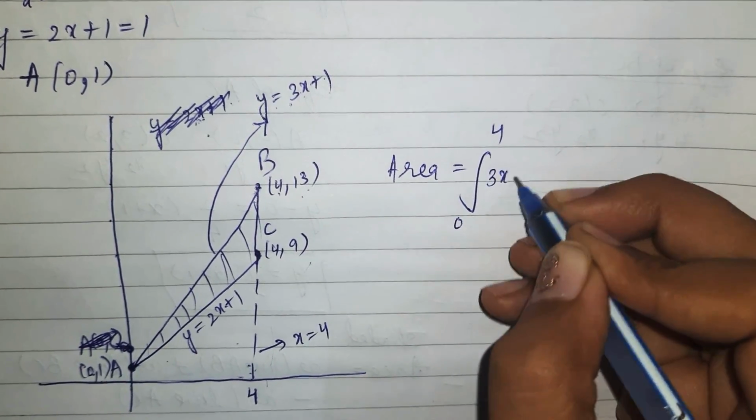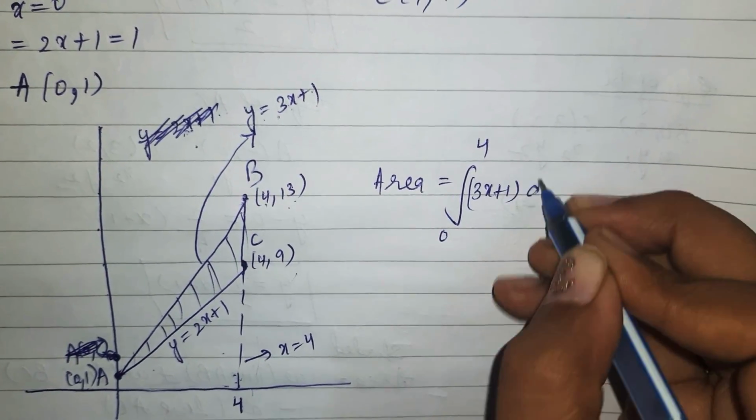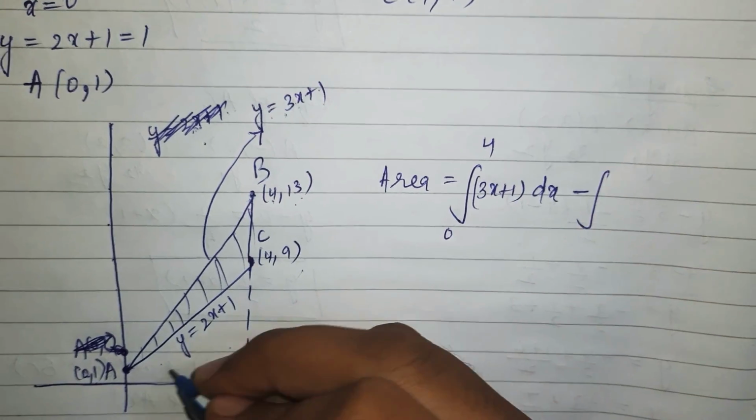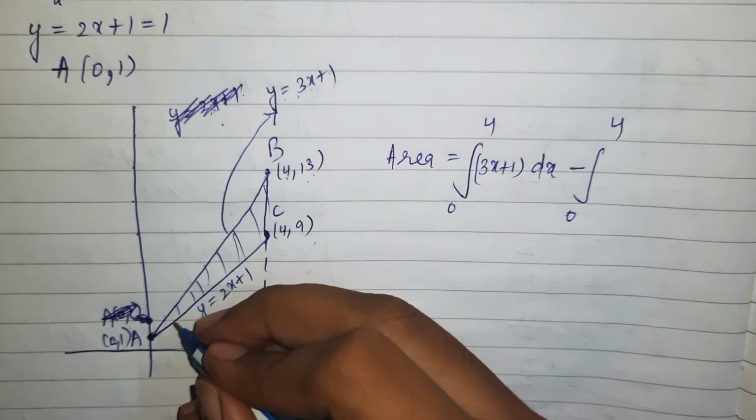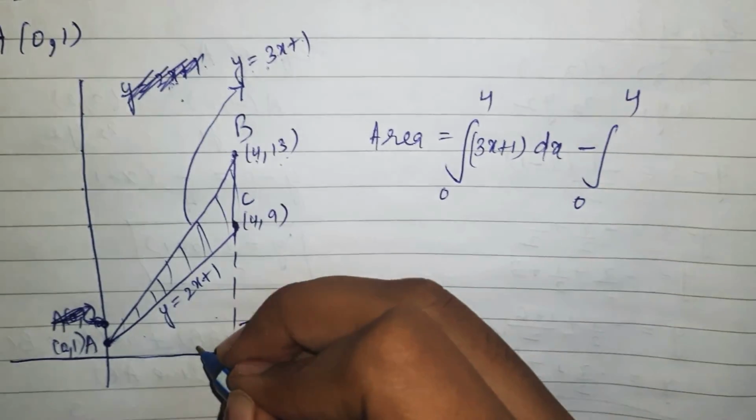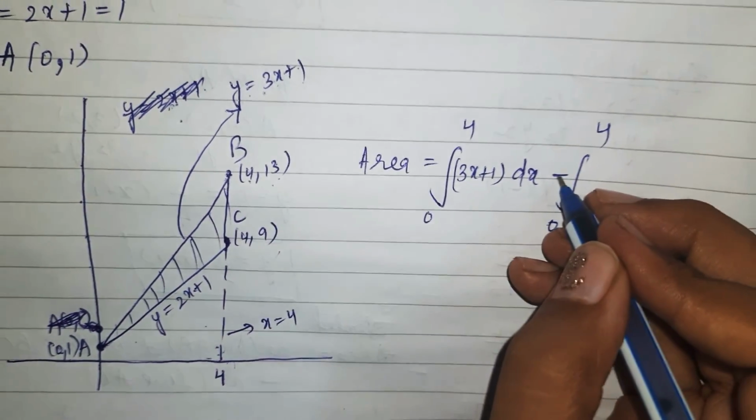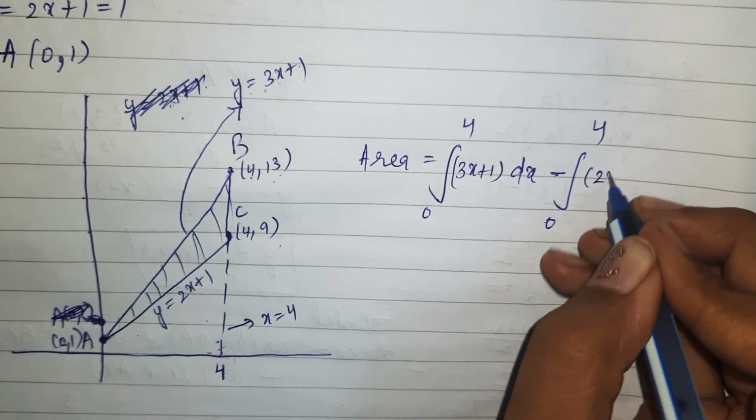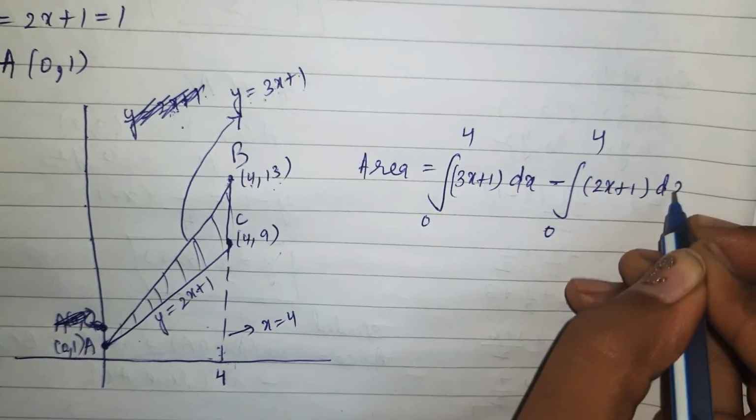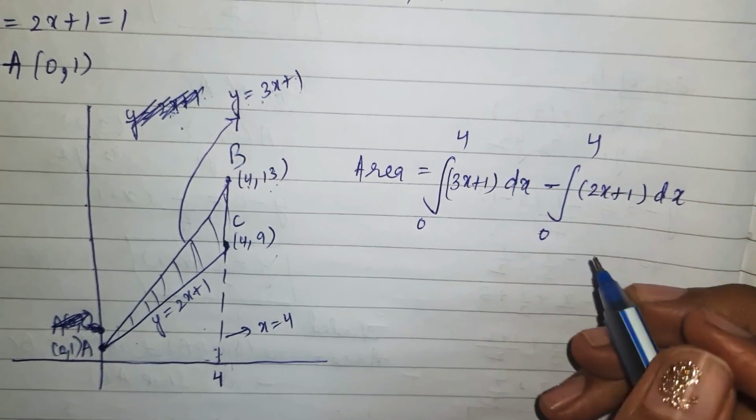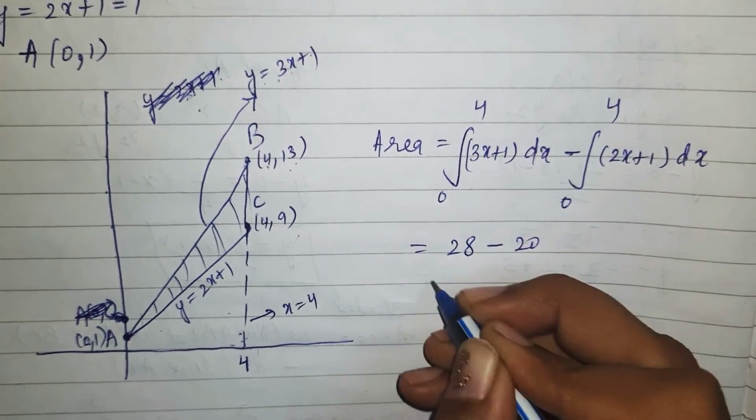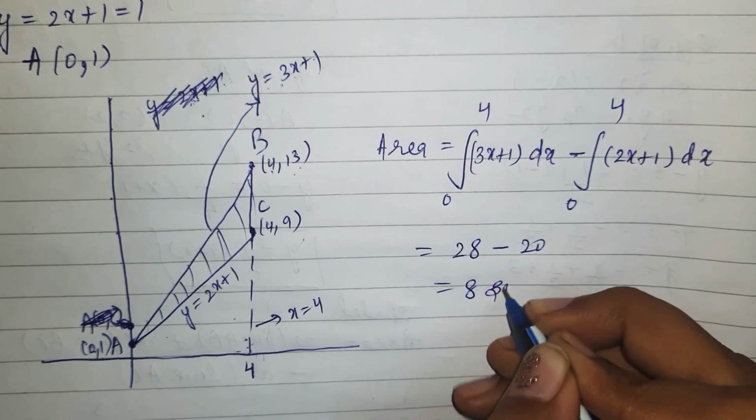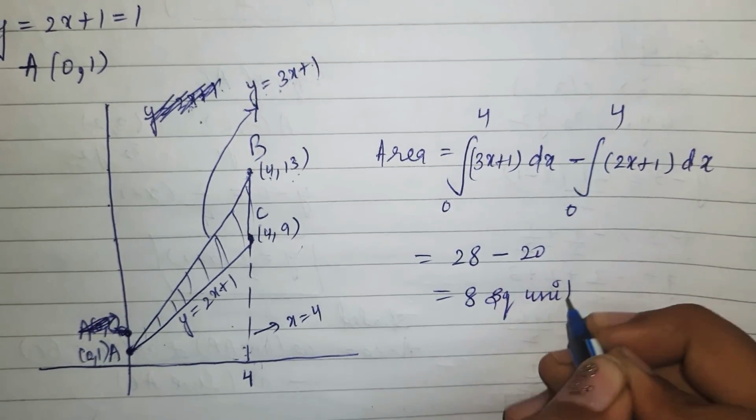So 3x plus 1 dx minus limit 0 to 4. Again I need to take this line bounded by this area. That means subtract this. So I have subtracted 2x plus 1 dx. So after solving, I will be getting this as 28, this as 20. Final answer is 8 square units.